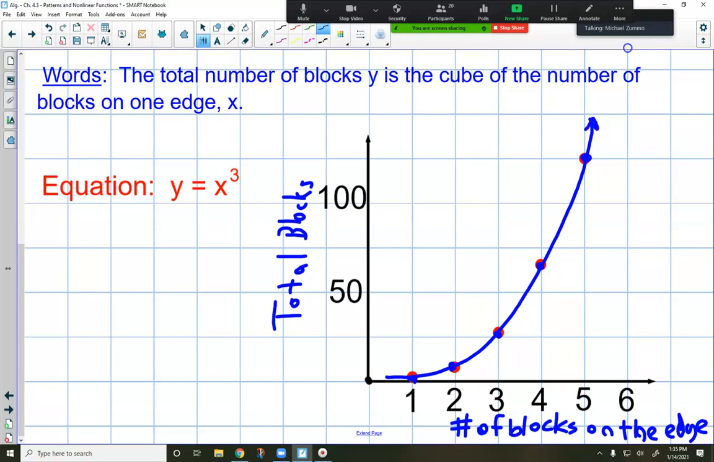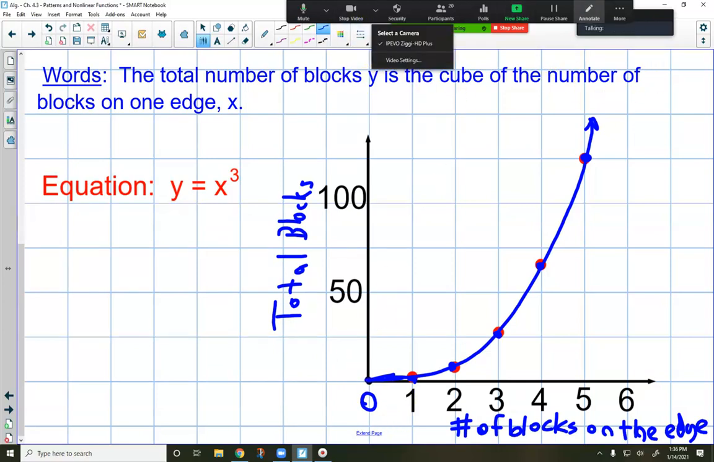Now, the interesting thing is to think about this graph. Where would it be if we had 0 blocks? What would the total amount of blocks be? Well, that would be 0, right? There's no blocks. There's no blocks on one edge. There's no blocks, period. So we know it goes through 0, 0.